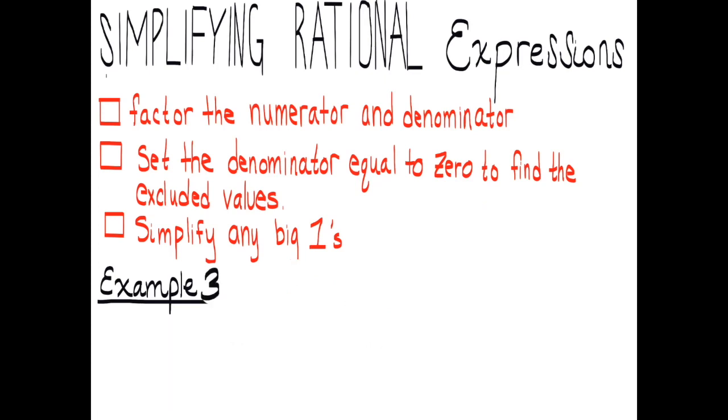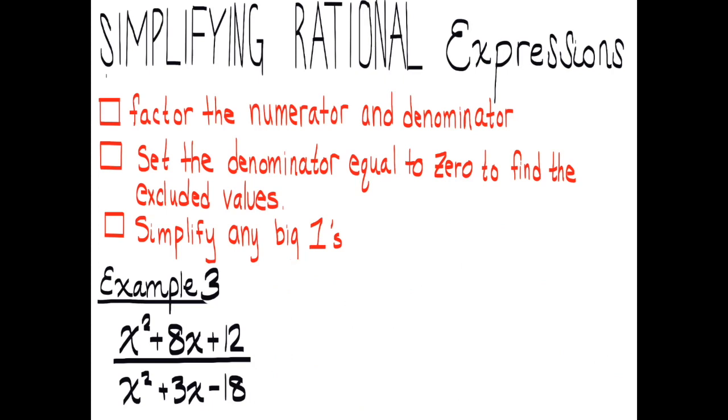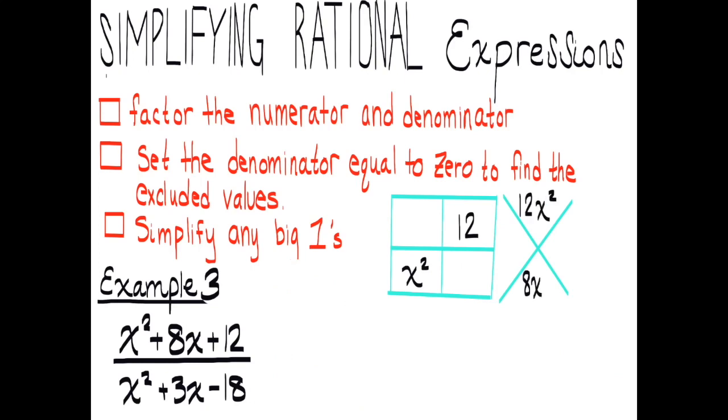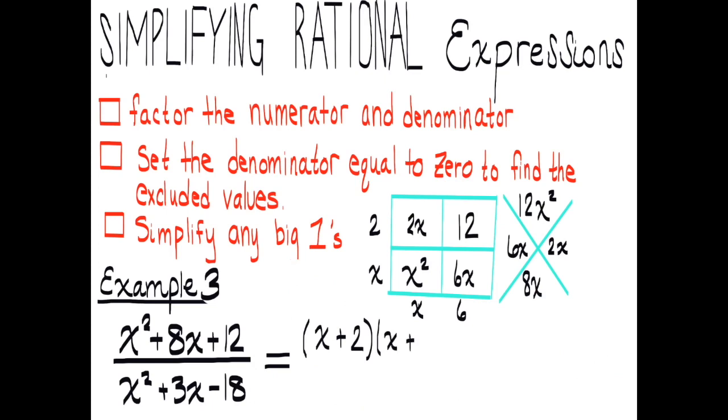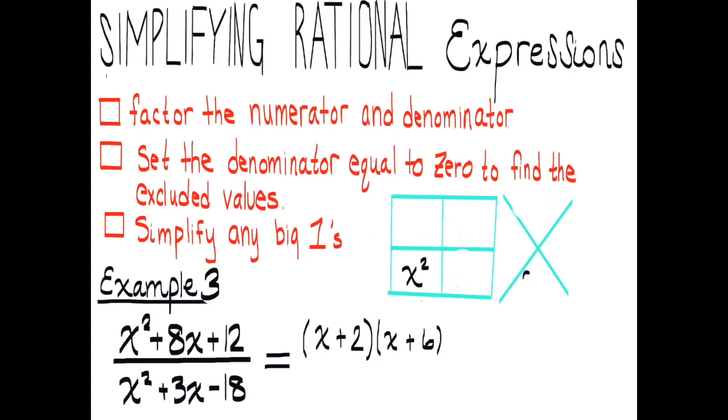Now, for example 3, in this first step, we are going to have to factor the numerator and the denominator. So we make our generic rectangle, x squared goes on the bottom left, 12 goes on the diagonal. Now 6x times 2x will give me 12x, but adds to give me 8x. Find the length and the width. And then we have to do the same thing for our denominator. So that would give us 6x minus 3x, and x minus 3, and x plus 6.